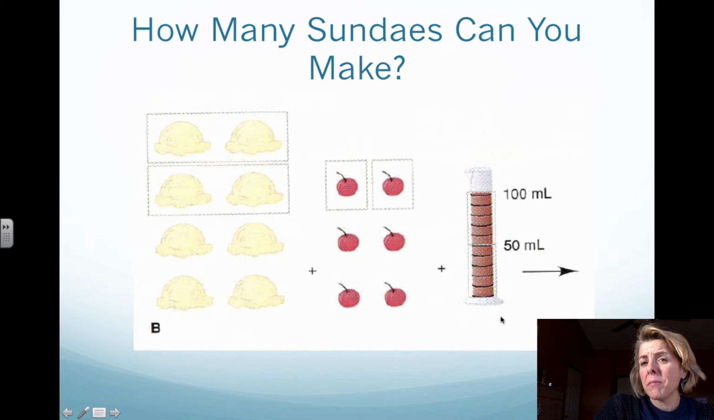Now, the problem is, how many sundaes can we make? Now notice that there's 2, 4, 6, 8 scoops of ice cream. And we have 2, 4, 6 cherries. Then we have 100 mils of chocolate. So my question to you is, how many sundaes can we make? And if you want to go back to the previous slide, you can check and see.